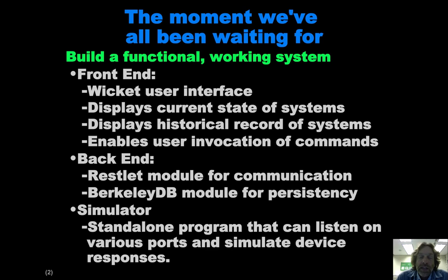As I spoke about at the beginning of the course, we're going to divide this project up into three basic components. The first component is a front end, and that's basically a Wicket-based web application. The goal for the first milestone is that it can display the current state of our various house systems. It can also provide some simple charts which show historical trends in values for some of these systems. And then it should also, for certain systems, enable the user to invoke commands, maybe like turn the lights off or set the lights in a given room in the house to a certain level.